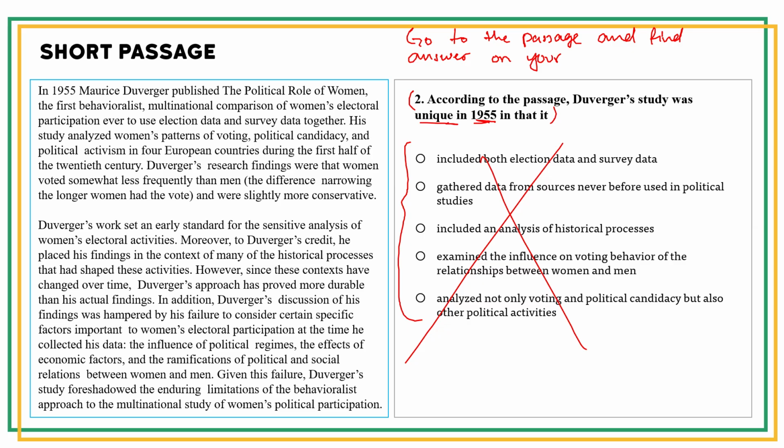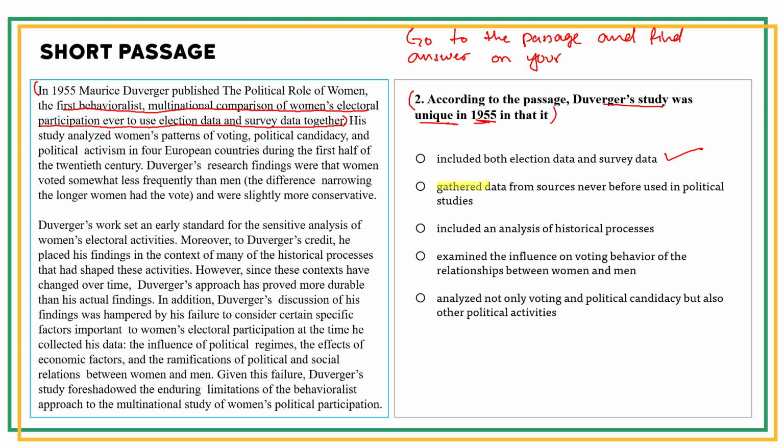So, what are the keywords? 1955, unique, study. Okay, let's go back. So in 1955, blah, blah, blah. Okay, it says it was the first behaviorist multinational comparison of women's electoral participation ever to use election data and survey data together. So that is how it was unique, right? It was the first ever to use these two types of data together. So the first option is correct. But for the sake of it, let's read through the other options as well.